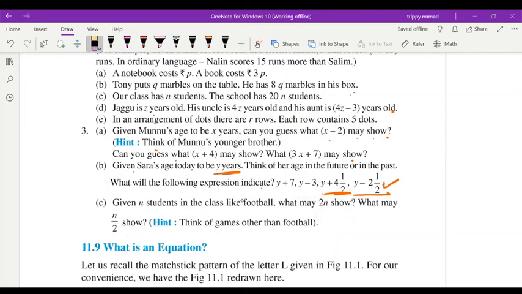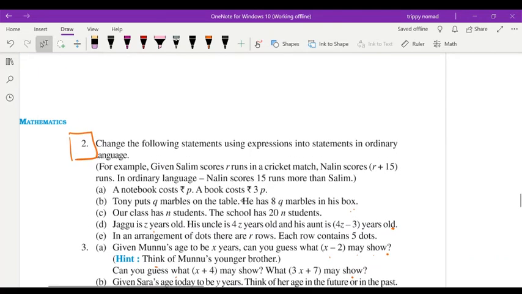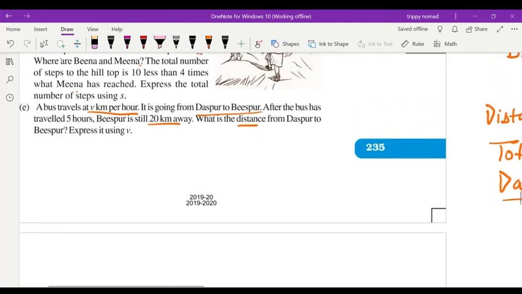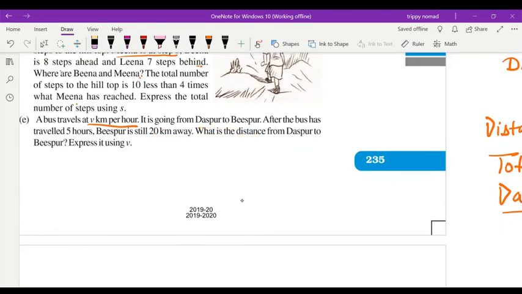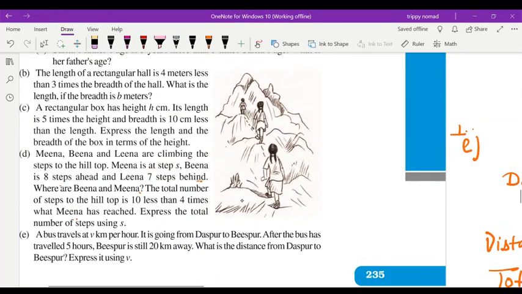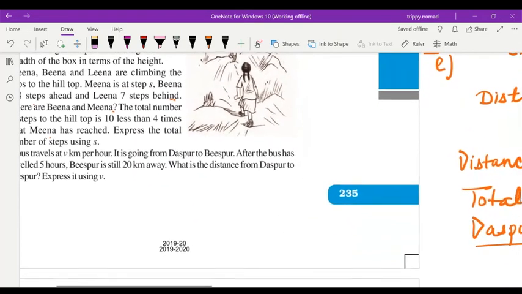Now children, 11.4 is over. Along with this exercise you have to start revision of chapters 6 to 10. I hope you understood. If any doubt, you may write in the comment box.